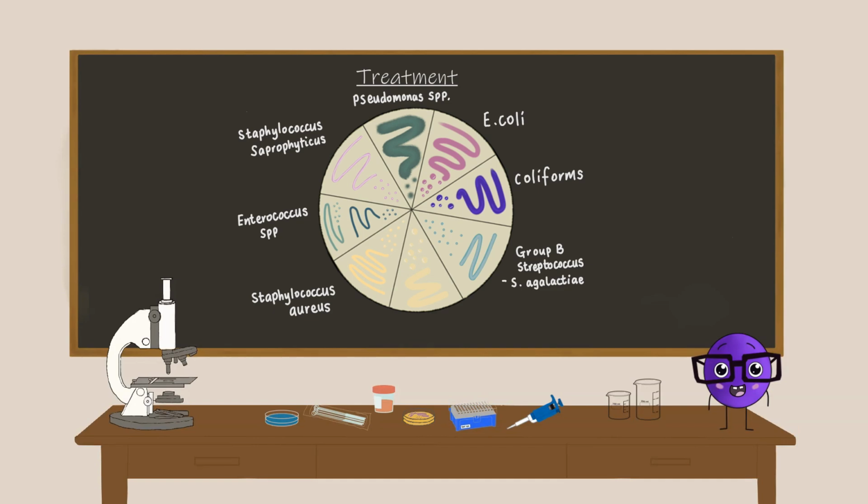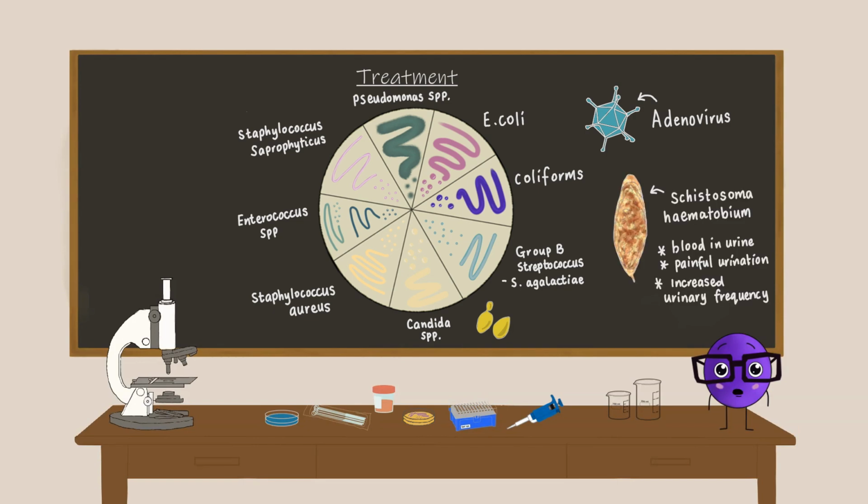Other microorganisms with the ability to cause UTIs include Candida species, common in intensive care unit patients. Adenoviruses, associated more with bladder infections and common in immunocompromised individuals. Although not a true UTI, the parasite Schistosoma haematobium can affect the urinary system. It can lead to blood in the urine, painful urination, and increased urinary frequency.